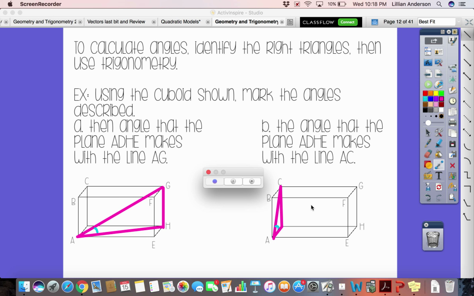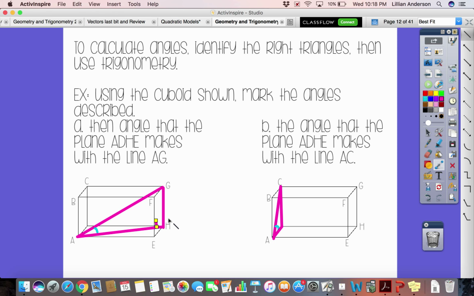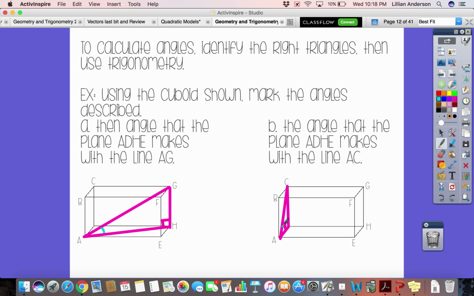Now remember, the key thing is we're trying to create a right triangle here. And so when it comes down to determining exactly how we're going to create the triangle or how we're going to figure out which angle it is, we need to know that we are looking for a right triangle. So create that right triangle, and figure out what segment is going to help you create that right triangle.